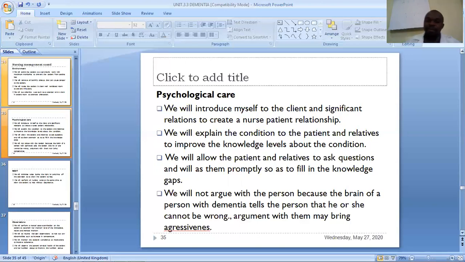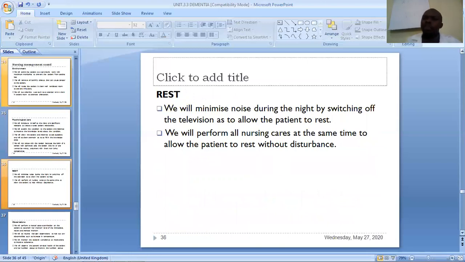We need to ensure also that they rest. We will minimize noise during the night by switching off the television so as to allow the patient to rest, if at all the ward has a television. We will perform all nursing care activities in blocks to avoid disturbing the patient, thereby allowing him or her to rest.